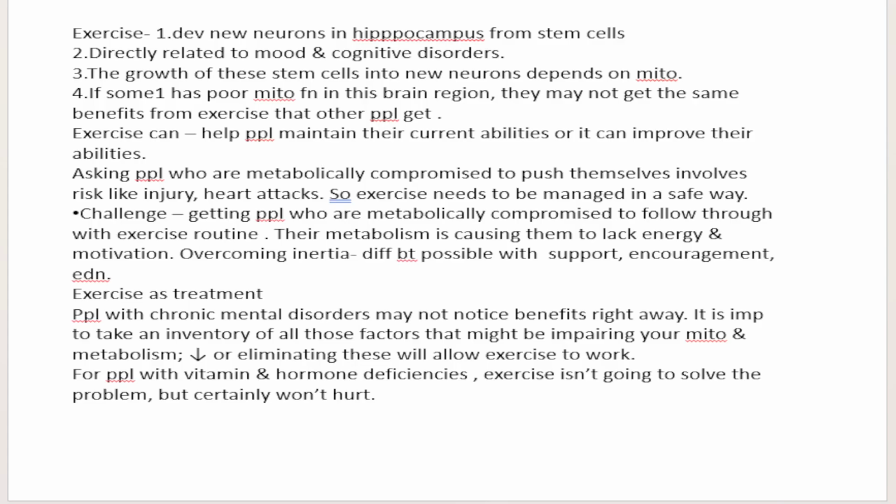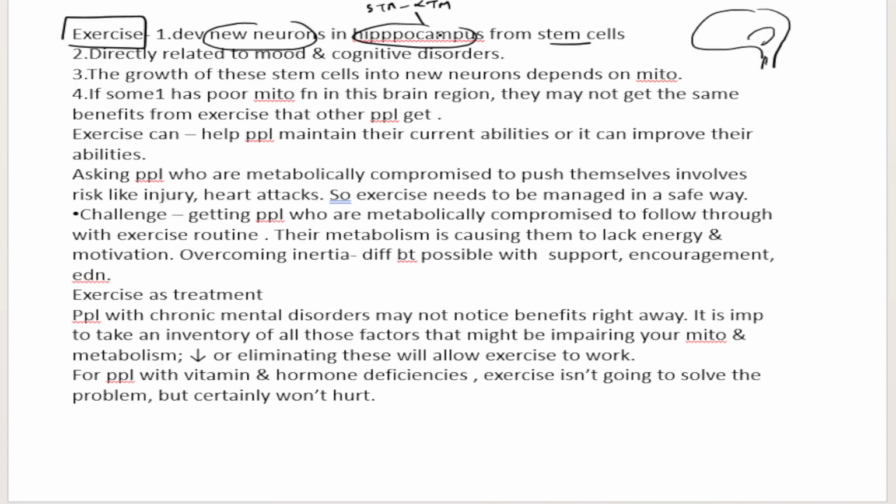Now we talk about exercise. Physical activity and exercise lead to the development of new neurons in the hippocampus in our brain from stem cells. So this is the brain. The hippocampus is located somewhere here. The hippocampus is a part of the limbic system. It is involved in the conversion of short-term memory into long-term memory, and it is also involved in other functions. The limbic system is involved in the regulation of behavior and emotions.